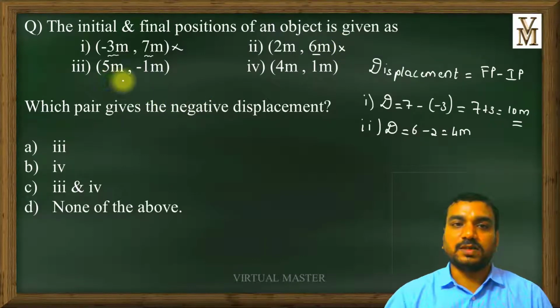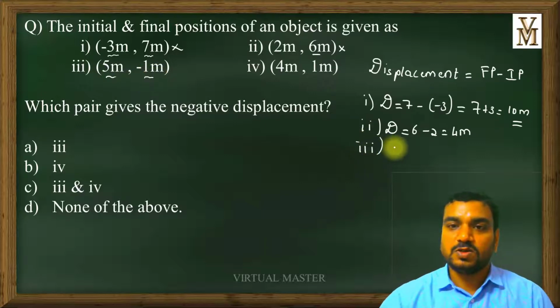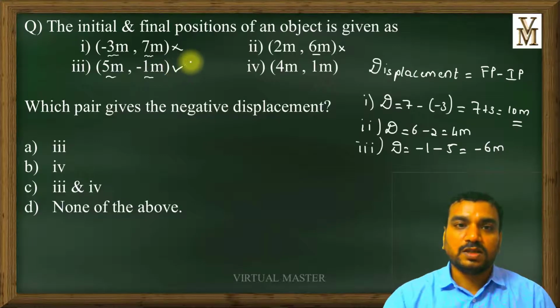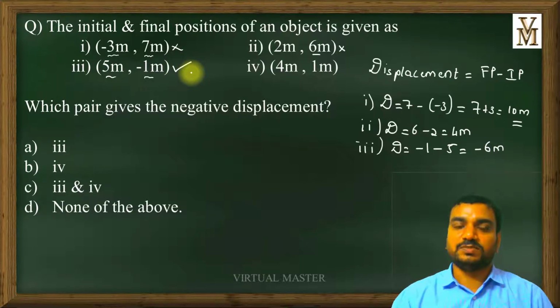Let us find the third pair. In the third pair you can see 5 meter is initial position and minus 1 meter is final position. So displacement is equals to final position minus initial position. Here minus 1 is final position. So minus 1 minus 5. Okay, 5 is initial position. So minus 1 minus 5 is equals to how much? Minus 6. So it is a negative displacement, right? So third pair gives the negative displacement.